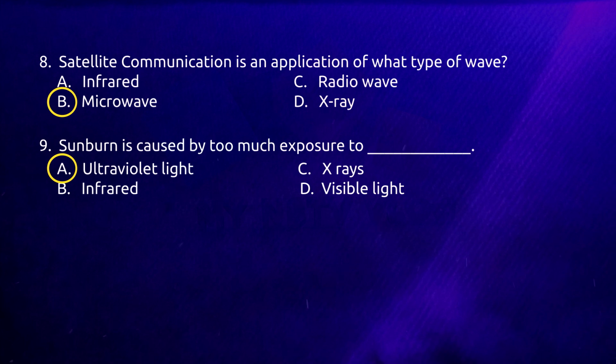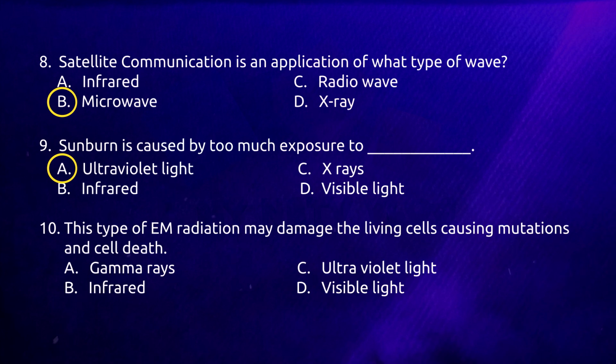Last number, number 10. This type of EM radiation may damage the living cells, causing mutations and cell death. Letter A, gamma rays; B, infrared; C, ultraviolet light; D, visible light. The answer is letter A, gamma rays.